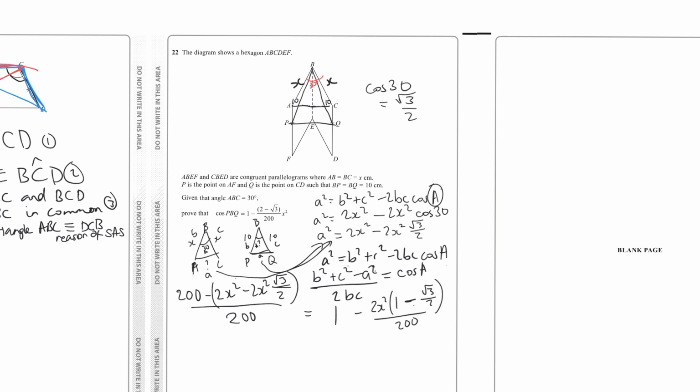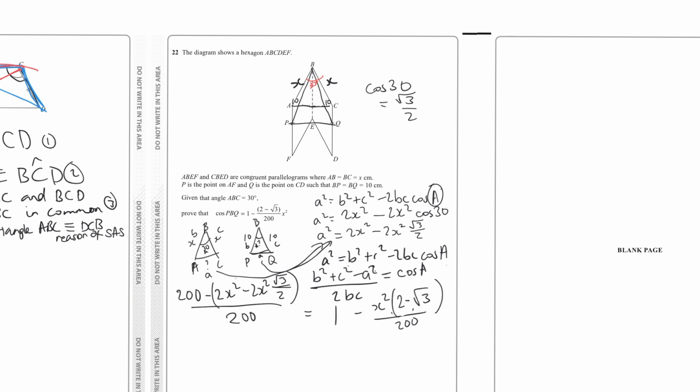Oh, because we're trying to make it equal to that, we're not going to take out 2x squared as a common factor. We're just going to take out x squared. So it's going to be x squared bracket 2 minus 2 times root 3 over 2. Then if you did 2 times root 3 over 2, that 2 and that 2 is going to cancel out, which is just going to leave you with root 3.